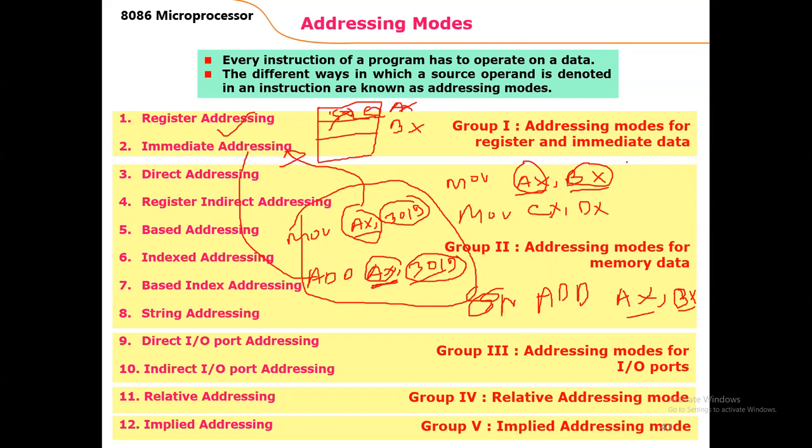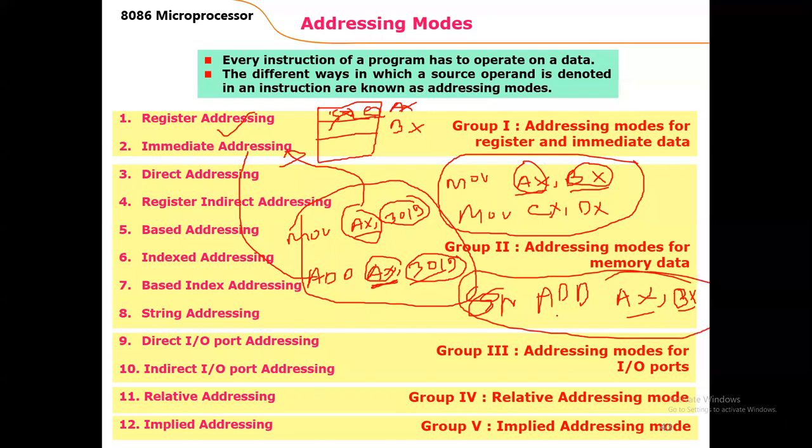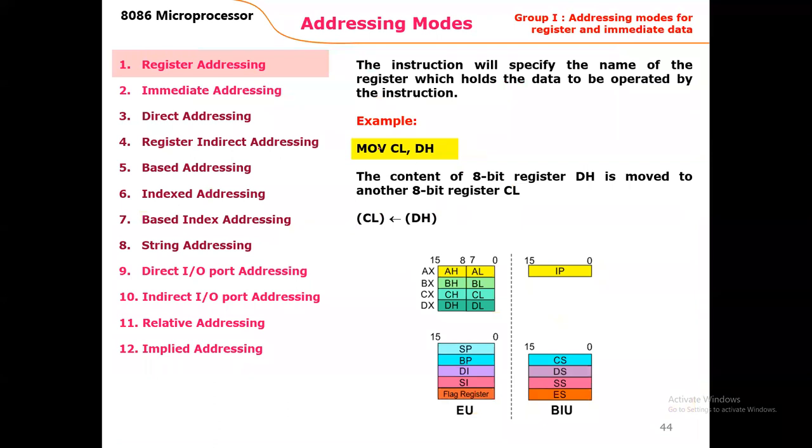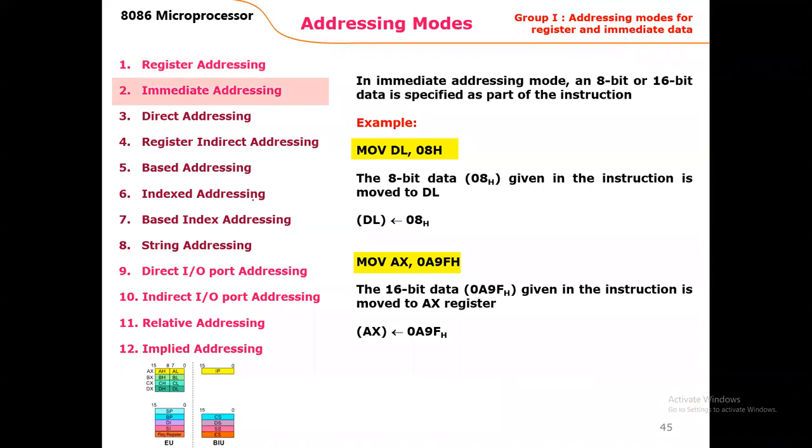Yes, sir. And this is called register addressing, register to register transfer. These are all register to register transfers, which we already discussed. This is register addressing. MOV CL, DH. This is 8-bit and 8-bit. This is CL and this is DH. So the 8-bit data of DH is transferred to CL. So this is an 8-bit register to 8-bit register transfer. This is a register addressing example. Okay, clear? Yes, sir. Clear.